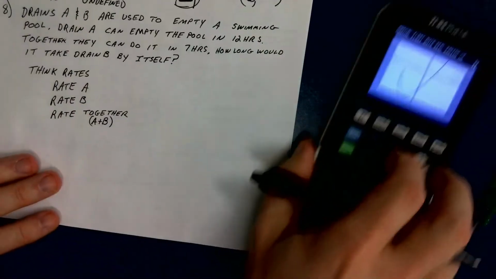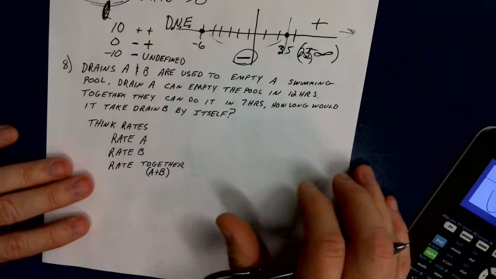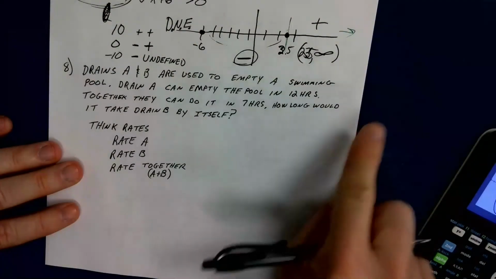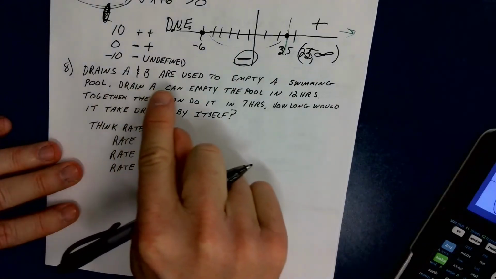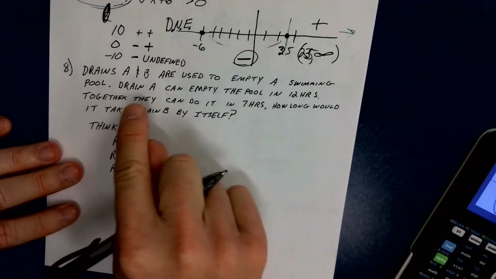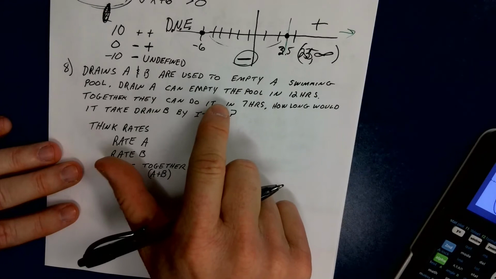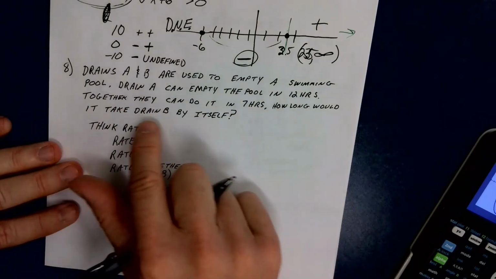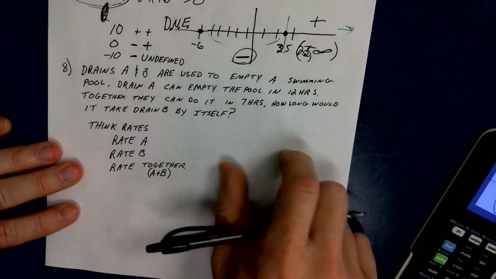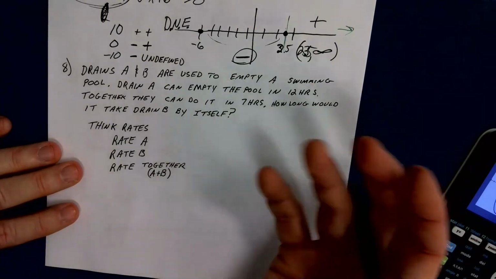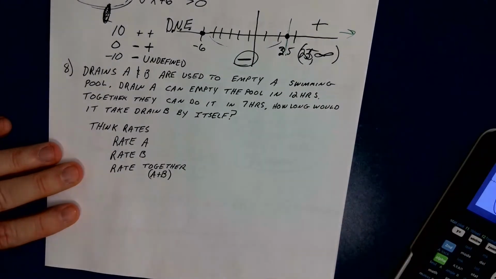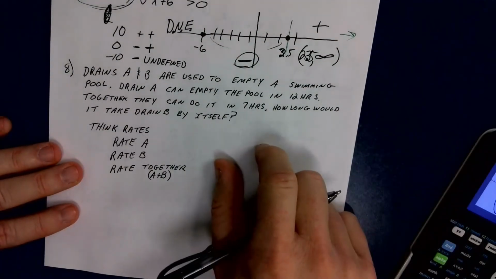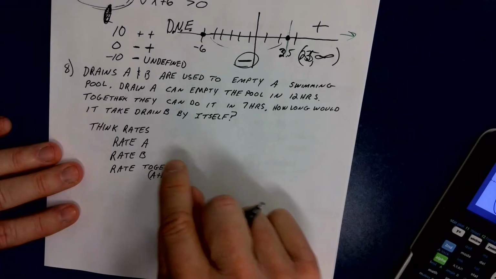Okay, here, last one. What happens when we have a big ol' honkin' question? Okay, so I got drains A and B are used to empty a swimming pool. Drain A can empty the pool in 12 hours. Together they can do it in 7 hours. How long would it take drain B by itself? You're like, what the heck is this stuff doing in here? Well, this is a story problem that's going to deal with these rational equations. So let's see if this makes sense.